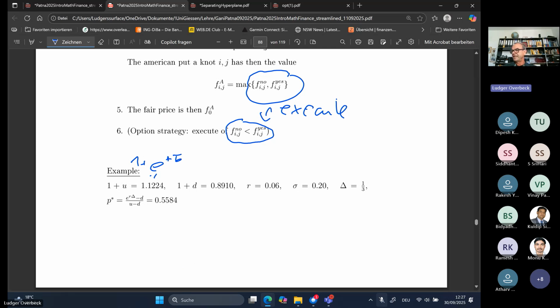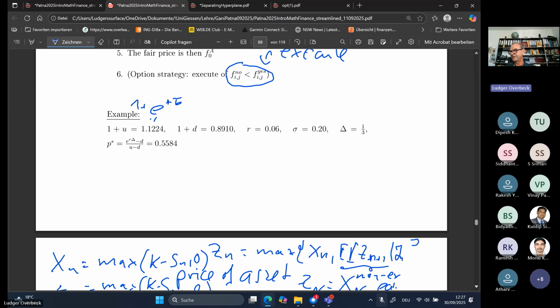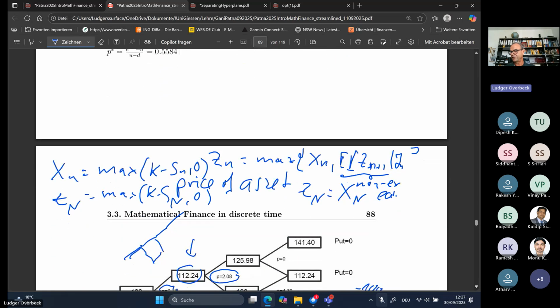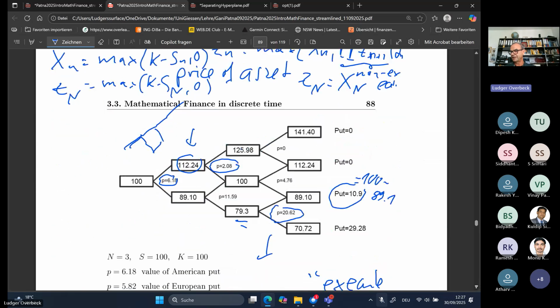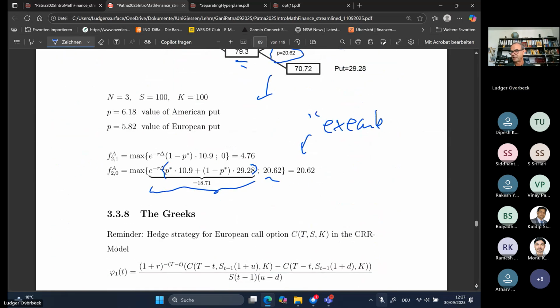Yeah, and if you do the same now with no execution, you can only execute at the end. You do the calculation, so you get the European option price. And you see that the European option price is 5.82. That's what so in this case, the American feature is valuable for you because you execute early.